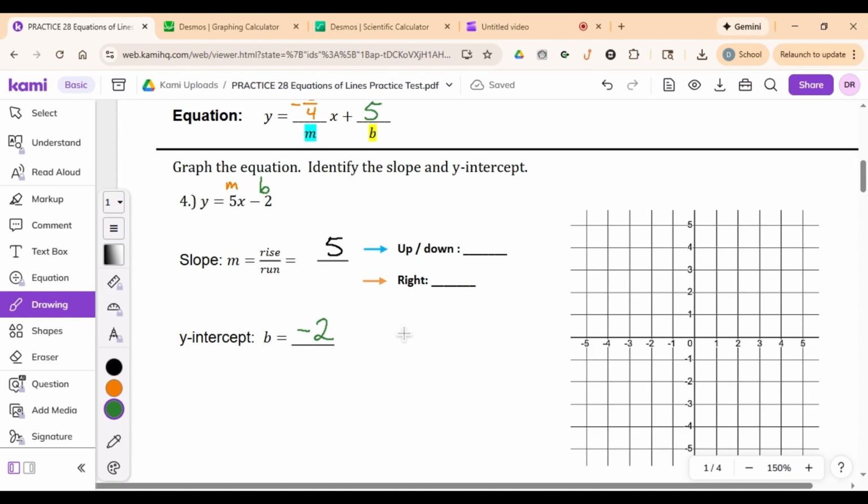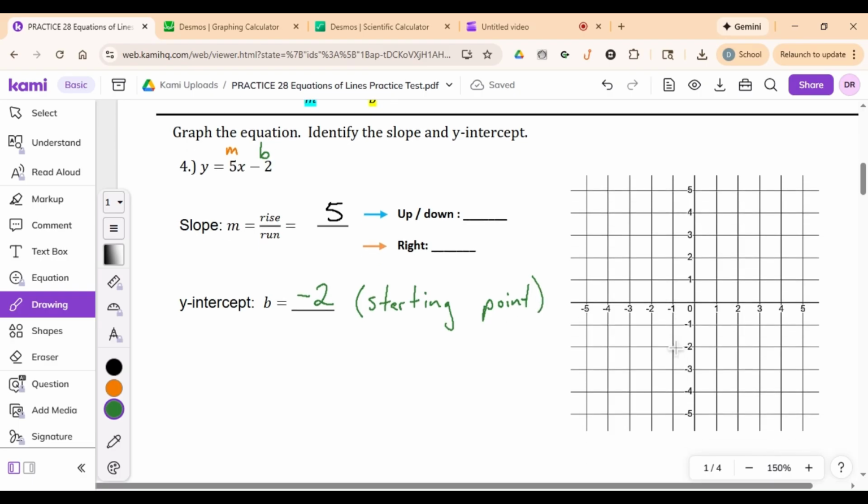So if I wanted to graph this equation, I'm going to remind myself that the y-intercept is where I start. This is my starting point. And if that's my starting point, then what I'm going to do is go to my graph. Remember that my y-axis is vertical, x-axis horizontal. On the y-axis, I'm going to go down to -2.